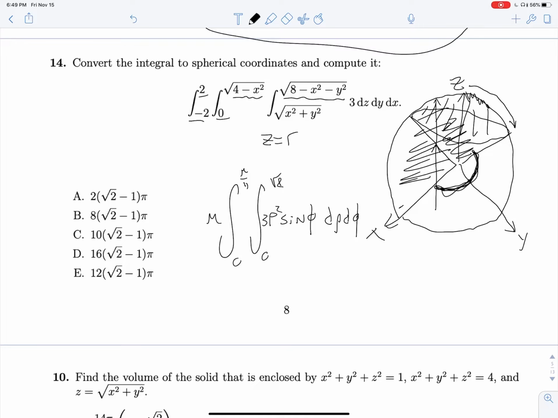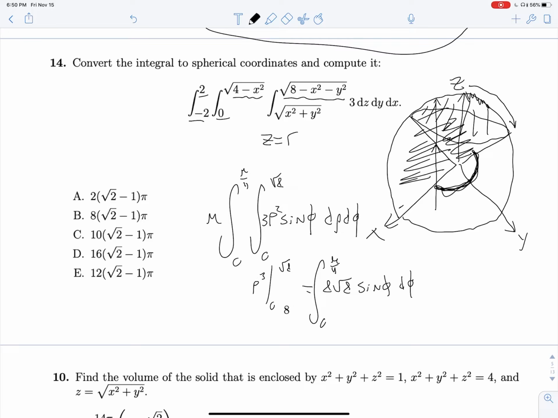Okay, so now evaluating, if we take our integral with respect to rho, we're going to get rho cubed on 0 to root 8, which is going to be 8 root 8 sine of phi, adding the rest of our integrand back in, from 0 to pi over 4 d phi.